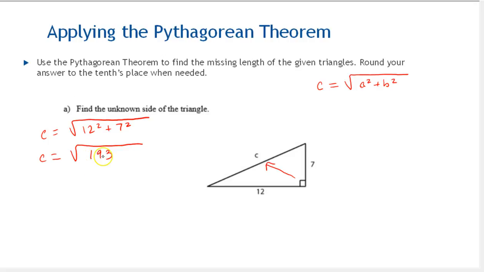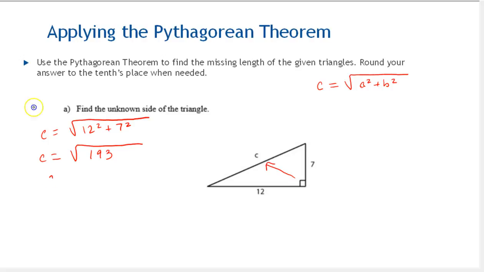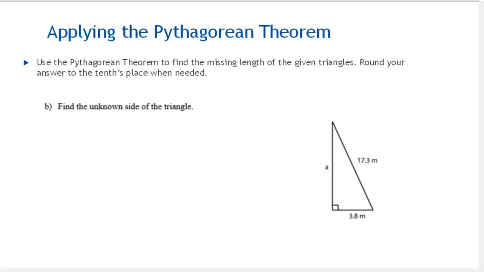So now I need to approximate the square root of 193 to the tenths place. I'll use the calculator for that as well. You would hit the square root of 193. I'm just going to hit the square root button. And to the tenths place, it is 13.9, so I'm going to round up. So C is approximately 13.9. So we found the length of this side is approximately 13.9, based on just the lengths of the legs and the fact that this is a right angle. Let's look at the next one.